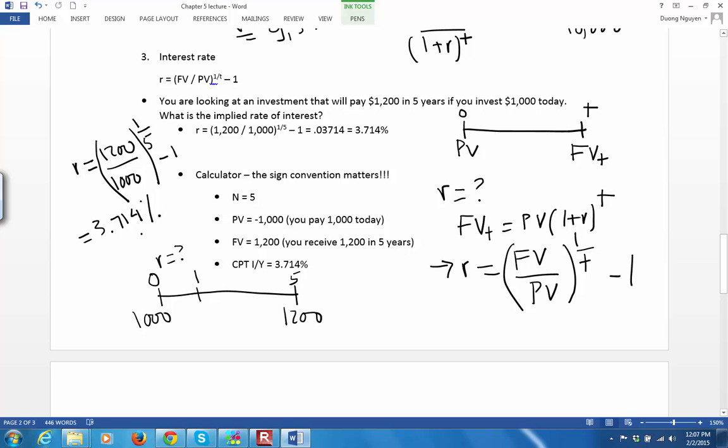3.714%. So what it means is, if you deposit $1,000 today and the interest is 3.714% per year, after 5 years you will get $1,200. So very simple.